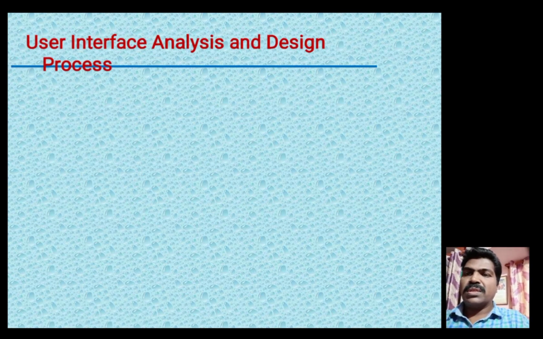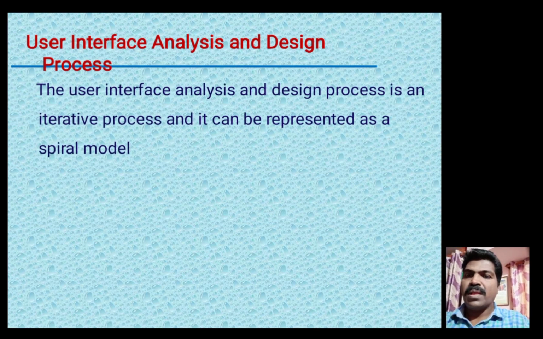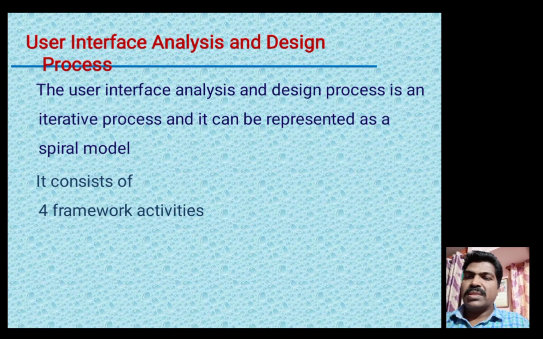Next we'll see what is user interface analysis and design process. Coming to user interface analysis and design process, it is an iterative process, it is a repetitive process, and it can be represented as spiral model, as you have seen in process paradigms. This is one of the models, iterative. It can be a repetitive process.